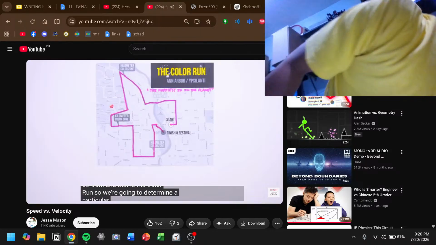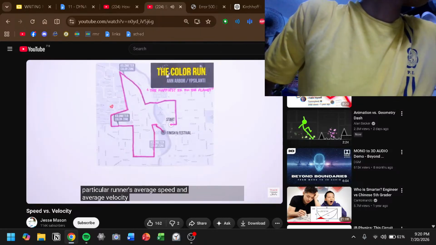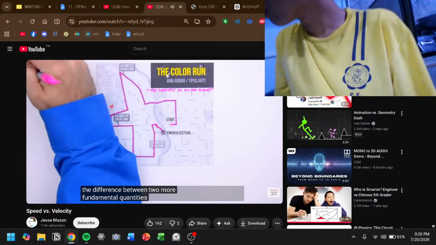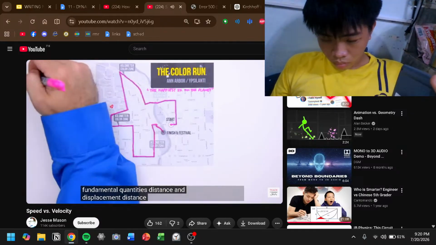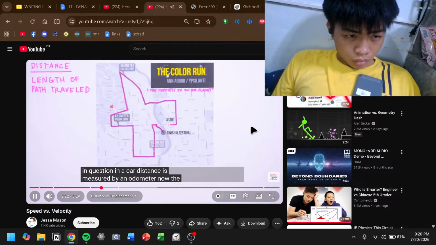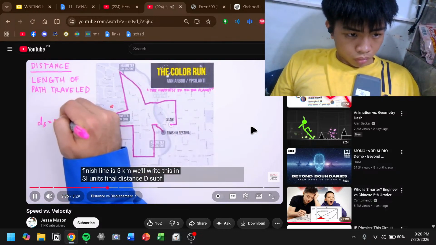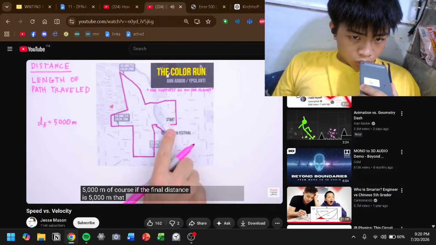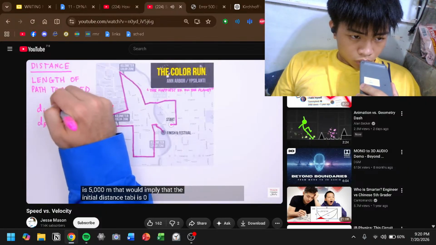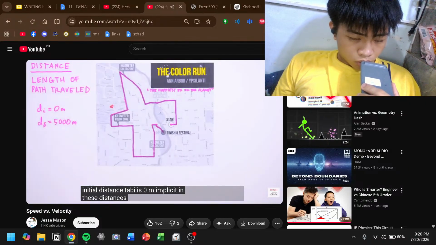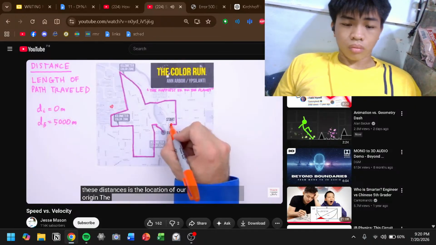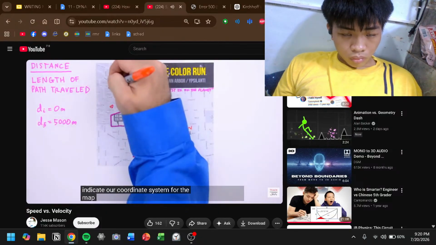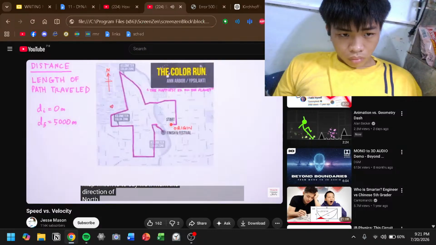So, we're going to determine a particular runner's average speed and average velocity for their run, but before we do so, we need to understand the difference between two more fundamental quantities, distance and displacement. Distance is simply the odometer. Now, participants' final distance, d sub f, equals 5,000 meters. Of course, if the final distance is 5,000 meters, that would imply that the initial distance, d sub i, is 0 meters. Implicit in these distances is the location of our origin, the starting line. We'll mark that on our map. And while we're at it, we'll indicate our coordinate system for the map, which is to say, we'll mark the direction of north.